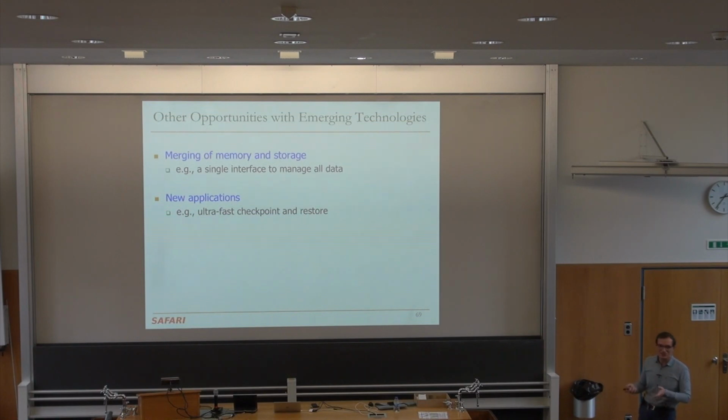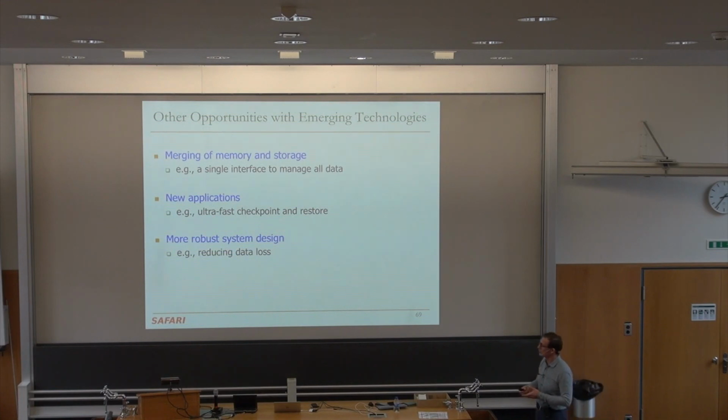The second is new applications. Of course, we didn't talk about applications a lot here. What kind of applications do these technologies enable? People have been talking about ultra-fast checkpointing and restoring, very fast boot up. Of course, these are maybe easily imaginable things, but what else can you do? It's good to always think about applications. More robust system design: how can you reduce data loss? If most of your system has persistent memory, how can you take advantage of that? If your caches are persistent, non-volatile, how can you take advantage of that? How does system design change if all of your memory is persistent? I think there's a lot to think about over here, and part of the rethinking is over here actually.